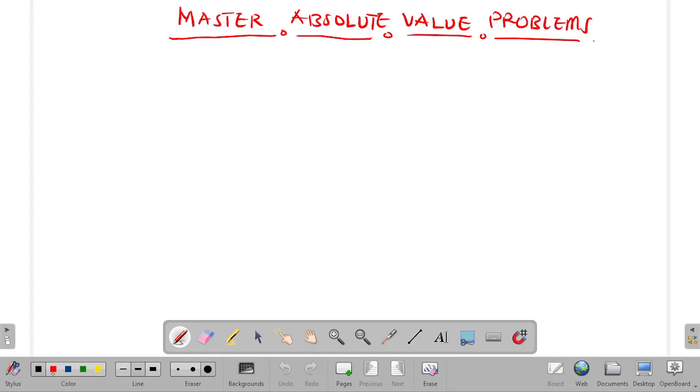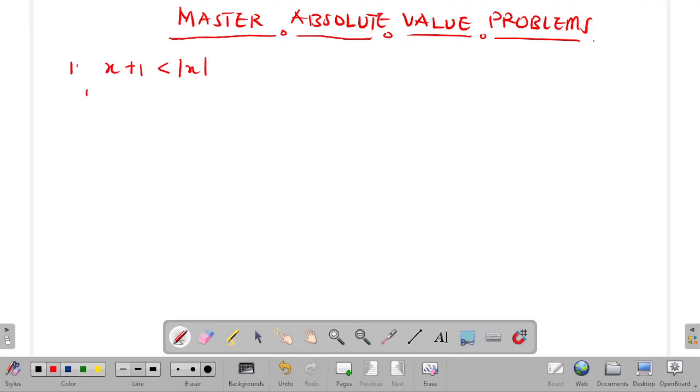The very first problem, problem 1, I have x plus 1 less than the absolute value of x. So given an absolute value problem like this, you have x plus 1 is less than the absolute value of x. The absolute value is applied here. So what does that mean? There are two different cases.